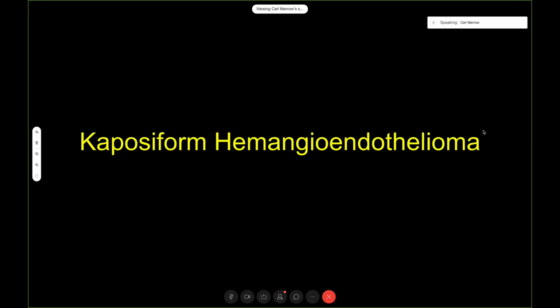I feel like for some reason we don't see these quite as frequently as we used to, but it's one of those things I always tell our fellows: you get an infant with a poorly defined soft tissue mass and coagulopathy, this needs to be at the top of your list.